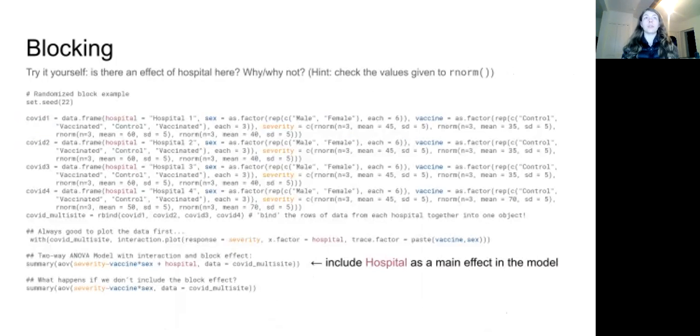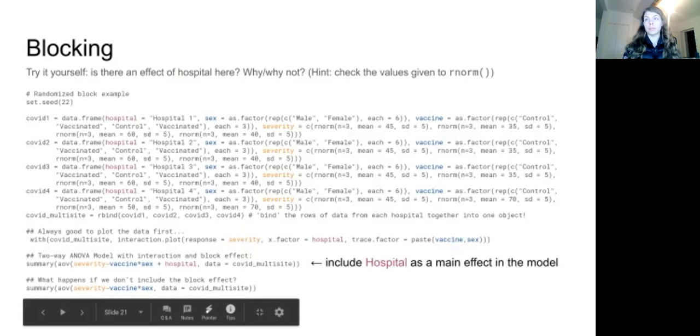If you'd like to test this for yourself, here's the example code I used to generate these ANOVA tables. You can see exactly how to incorporate hospital as a block by adding it as a main effect in the model. Okay.